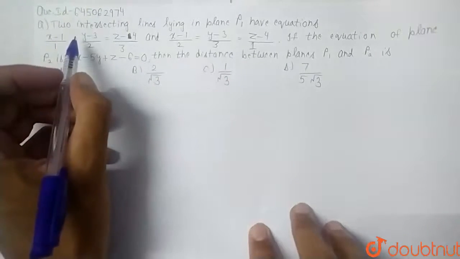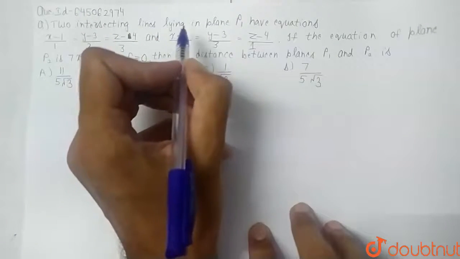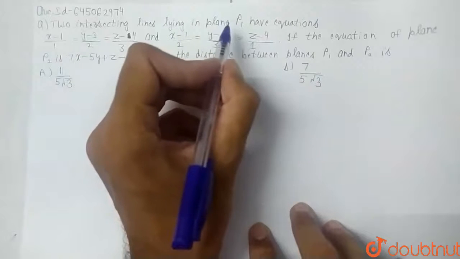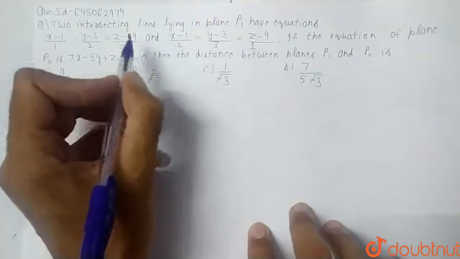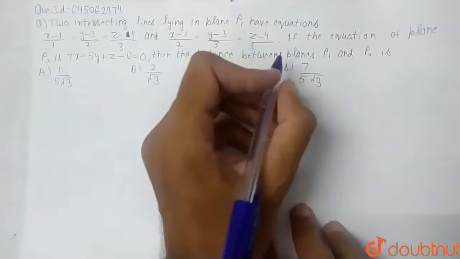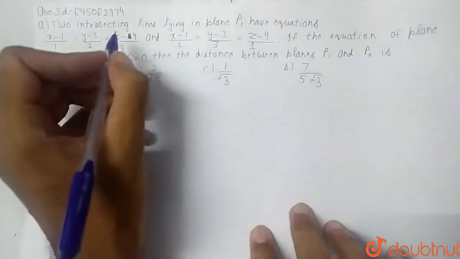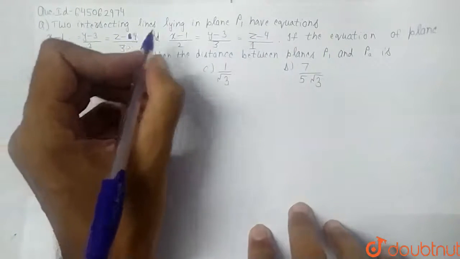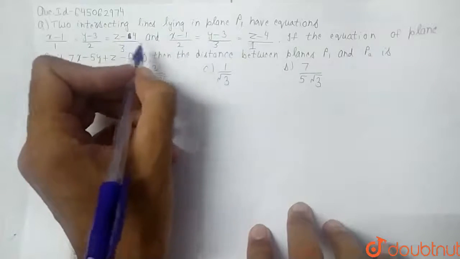So in this question they have given us two intersecting lines, and they lie on a plane. We have a plane P1, and in this plane these two lines are intersecting. So we have to find the distance between planes P1 and P2. First we will find the equation of plane P1 with the help of these two intersecting lines.